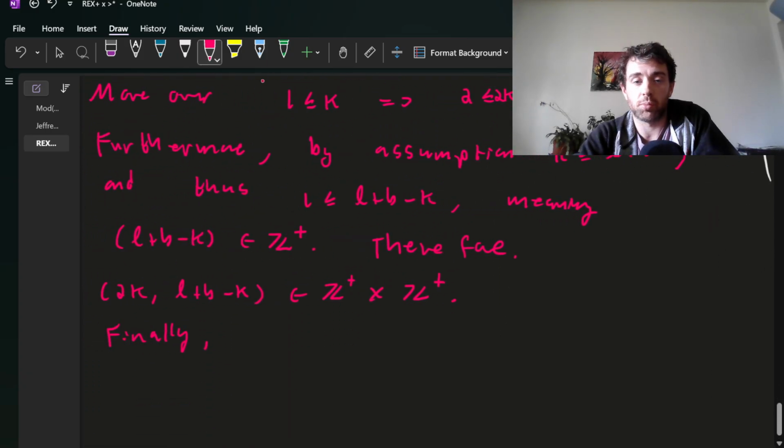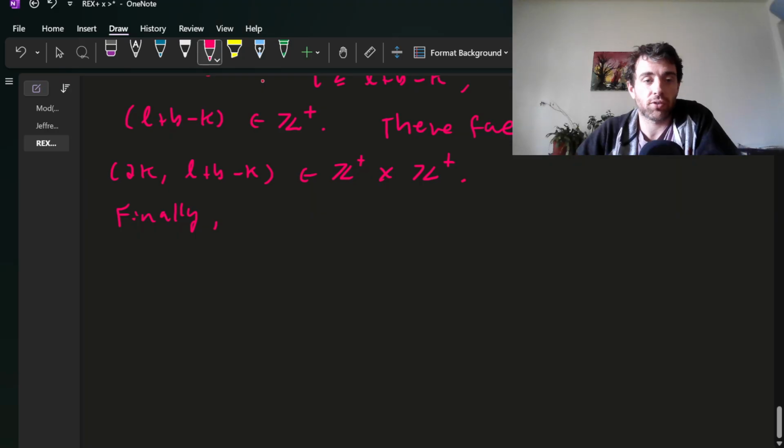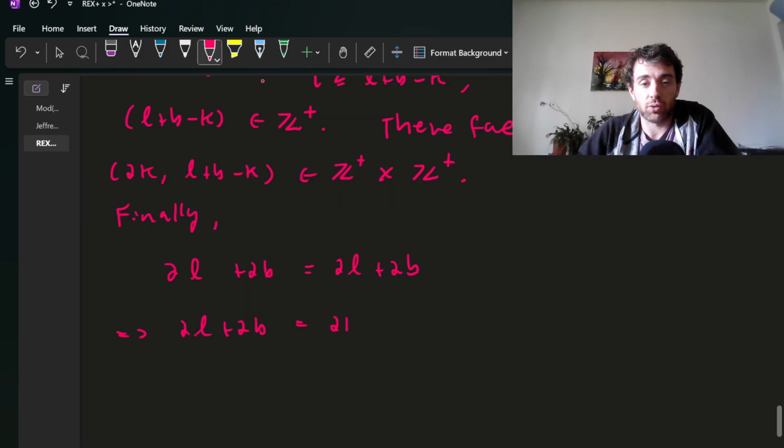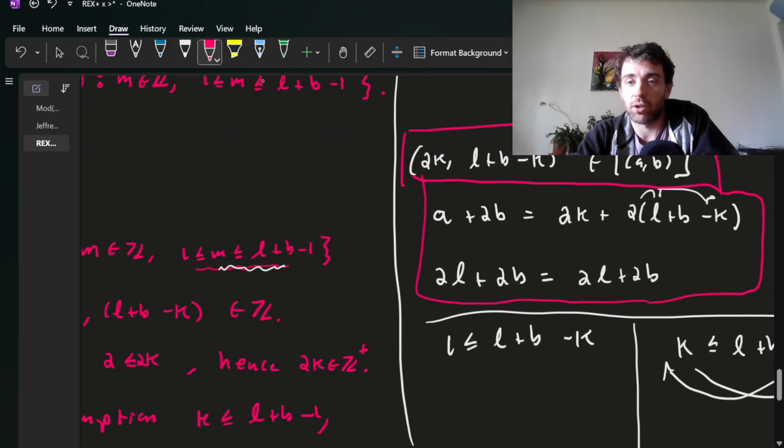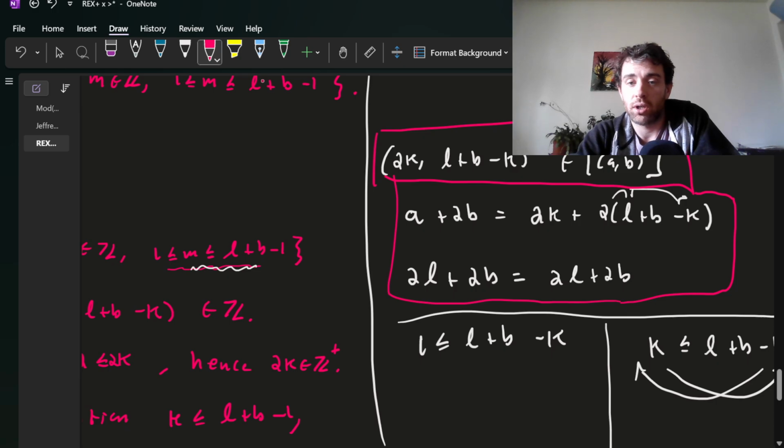So 2L plus 2B, that's definitely equal to itself. 2L plus 2B equal to 2L plus 2B implies that 2L plus 2B is equal to 2K plus 2L plus 2B minus 2K, which is equal to 2K plus 2 times L plus B minus K. And let's see, how far is that from what we wanted to show?